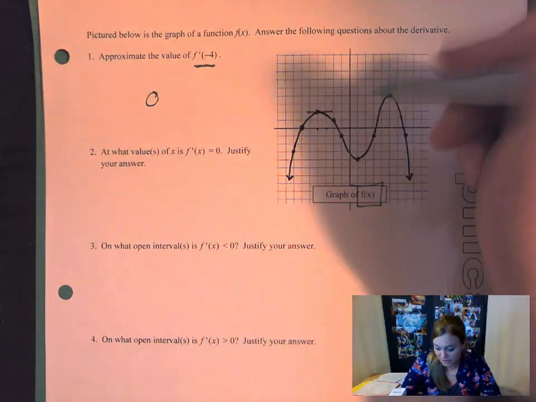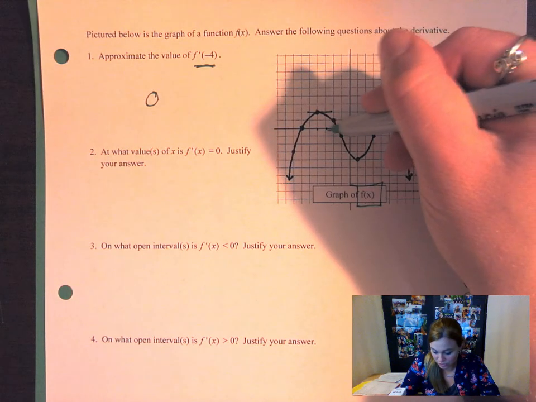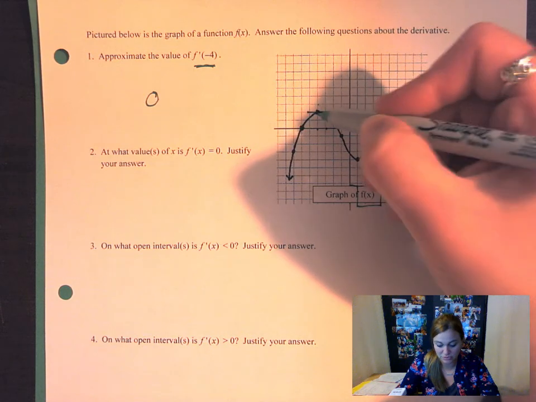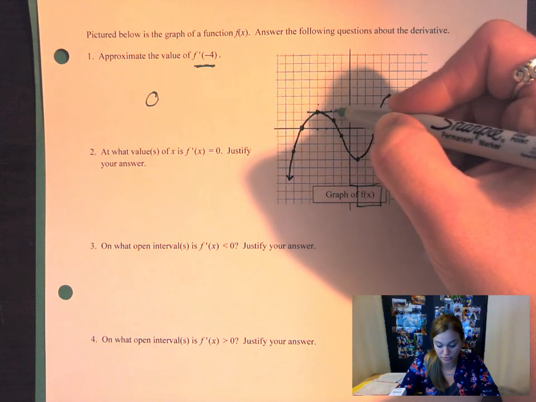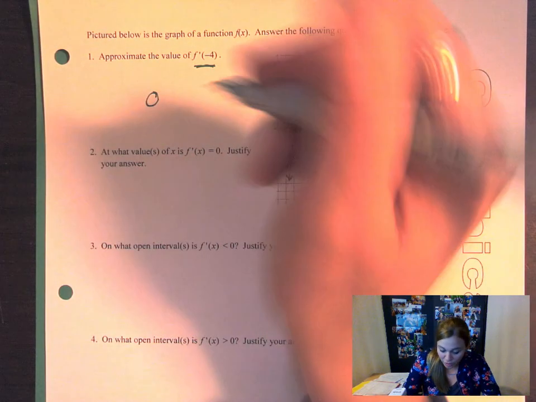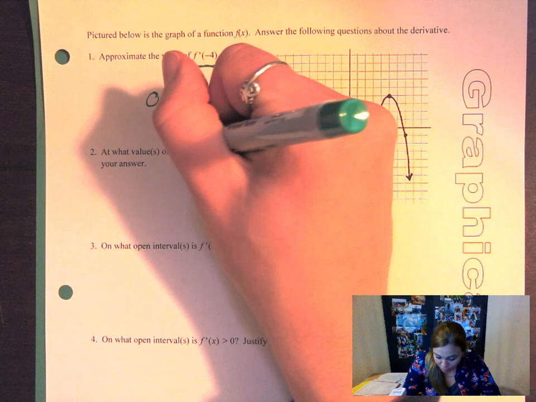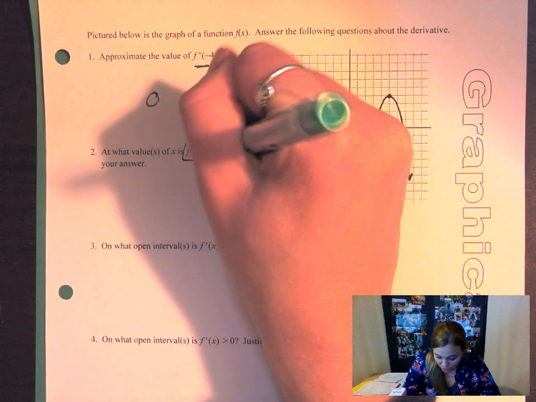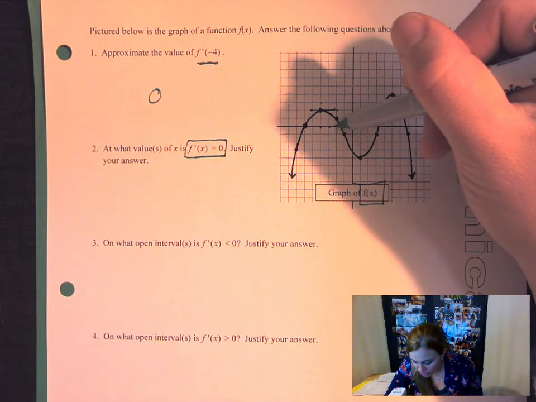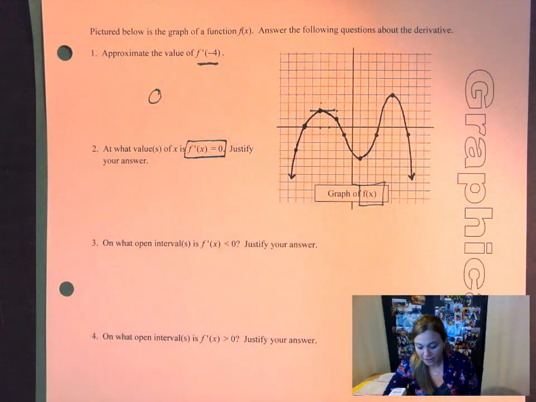0. Because if I use rise over run, it would just be I'm rising 0, running 1. Rising 0, running 1. Slope of the tangent is 0. That means f prime of -4 is 0. And at what values of x is f prime of x equal to 0? Well, I've already said one of them. 1, 2, 3, 4. I want to make sure I'm good.